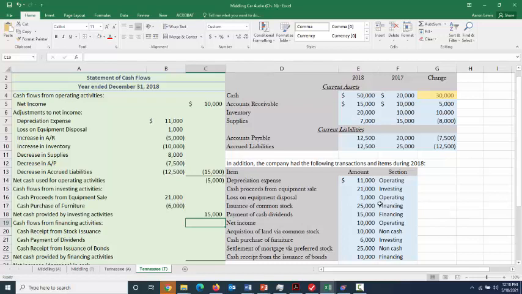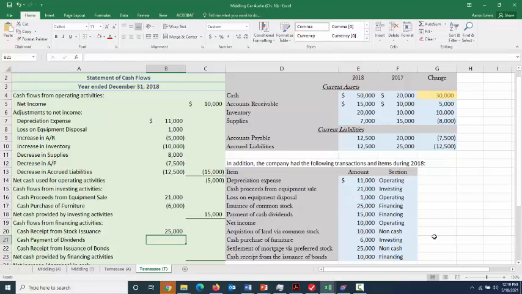For financing activities, we had three items. We had the issuance of common stock, the payment of cash dividends, and the cash receipt from the issuance of bonds. So for the cash receipt from stock issuance, we sold that stock in this case. And since we sold it, we got the money from our investors, which increased our company's cash flow. So that $25,000 we got from issuing common stock should be increasing Tennessee Sweet Tea's overall cash balance.